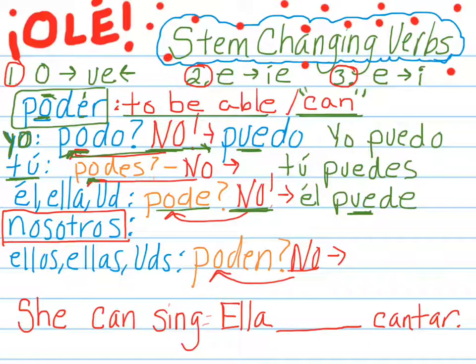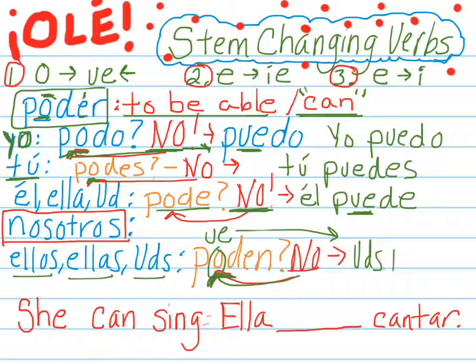Okay, let's skip nosotros for a minute and look at ellos, ellas, and ustedes. Oh, you could probably figure this out now. Is it going to be poden? No, it's not. This O has to change. It has to change to a UE. So let's make it right. Let's say ustedes pueden, P-U-E-D-E-N. Okay, see? It's not an O anymore. It has magically changed to a UE.